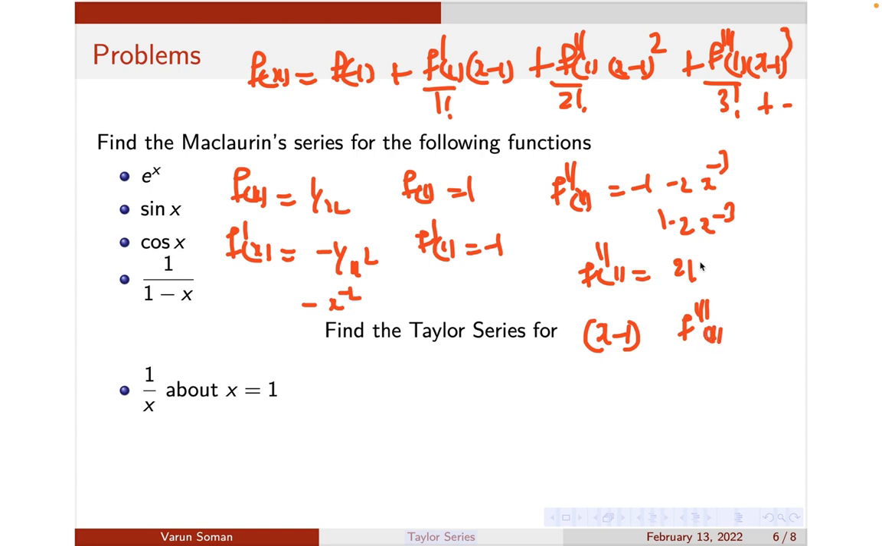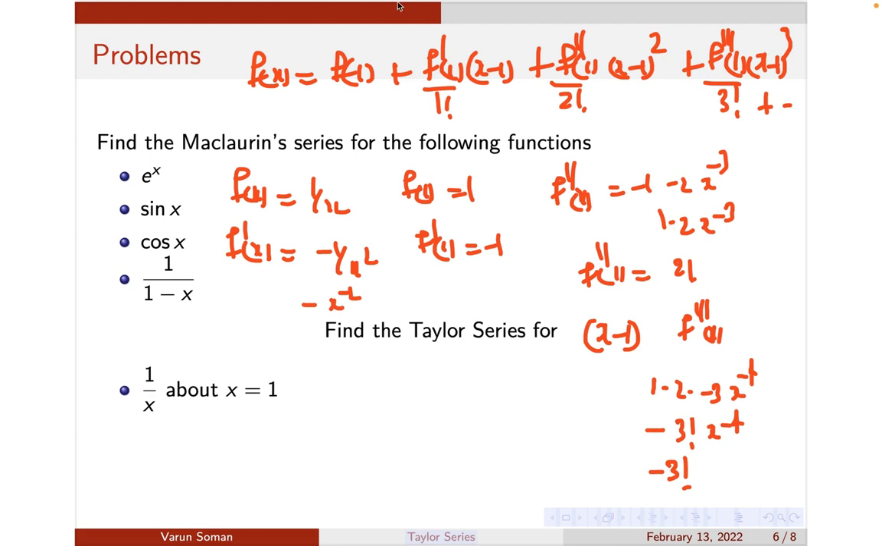Your f triple dash of x is the derivative of f double dash, which is 1 into 2 into x raised to minus 3. So f triple dash of x would be 1 into 2 into minus 3 into x raised to minus 4. Basically it is minus 3 factorial into x raised to minus 4. So f triple dash of 1 would be again minus 3 factorial. You can see that the signs are alternately changing. Here f dash of 1 was minus 1, f double dash of 1 was 2 factorial, f triple dash of 1 was minus 3 factorial, f 4 dash of 1 would be 4 factorial. So it will be going on like this.